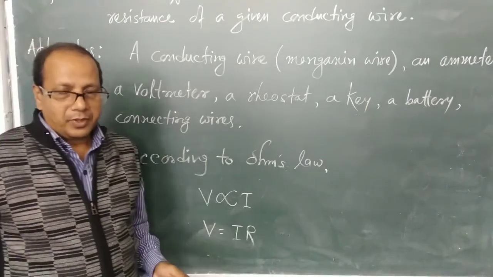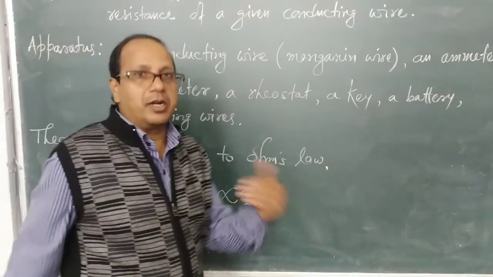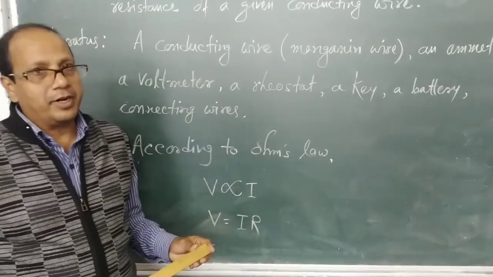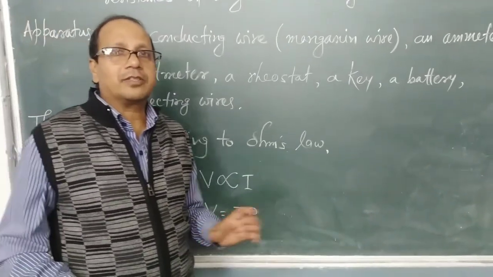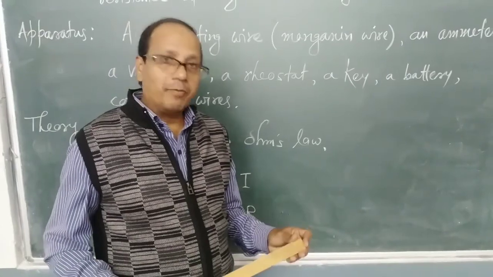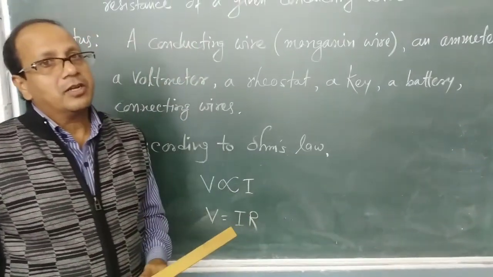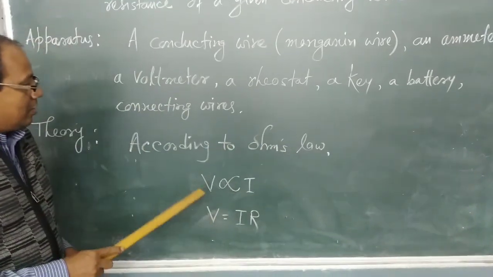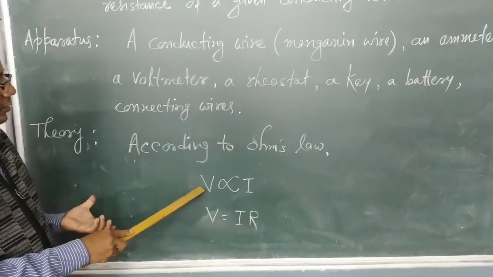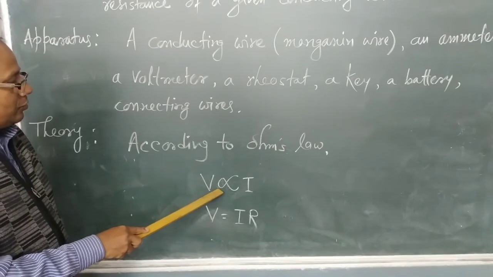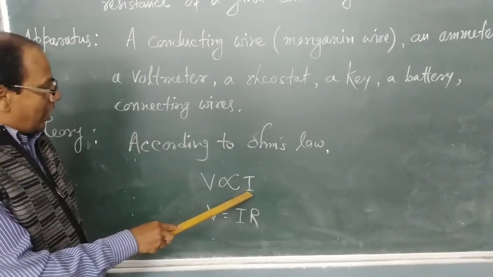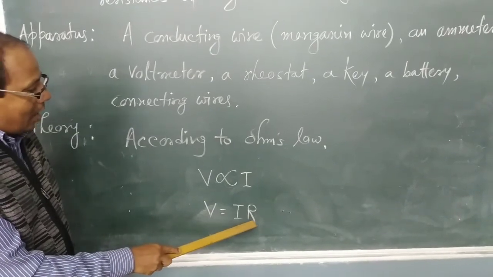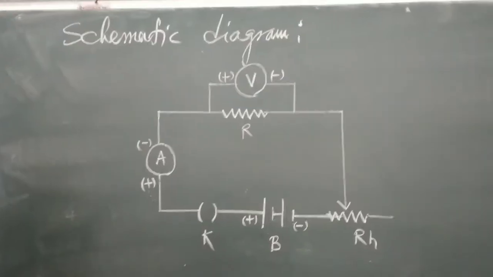According to Ohm's law, the current flowing through a conductor is directly proportional to the potential difference at the two ends of the conducting wire, provided the temperature remains constant. So V, the potential difference at the ends, is directly proportional to the flow of current. So V is equal to I into R, where R is the resistance.